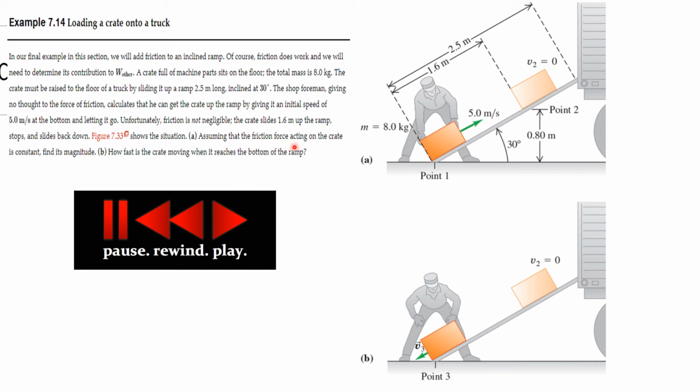Assuming that the friction force acting on the crate is constant, which is a good assumption, we're going to find the magnitude of the frictional force. That's part A. And part B is, how fast is the crate moving when it reaches the bottom of the ramp? That is, what is the magnitude of the velocity when it gets down there? You know what to do. Let's see how you did.